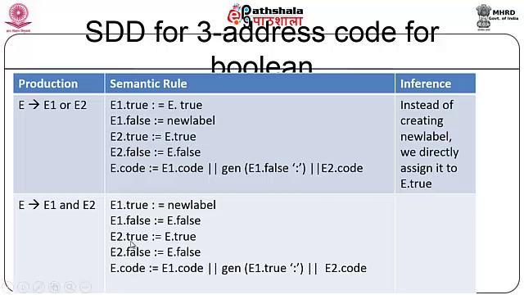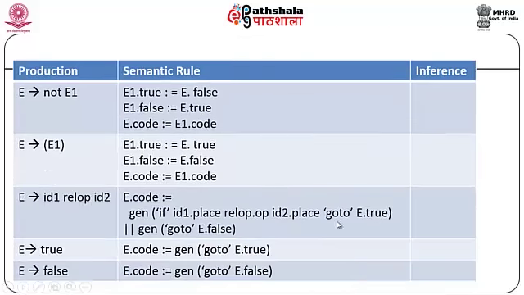Similarly, if E2 is true, then I can look at E.true, and if E2 is false, definitely the entire expression E is going to be false. So here we generate a new label for E1, which is what is incorporated in this slide. So this is E produces not E1. If E1 is true, E is false. If E1 is false, E is true. That is what we have got here.